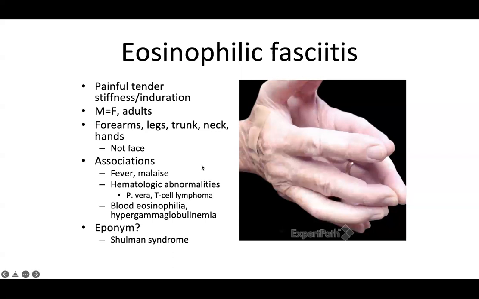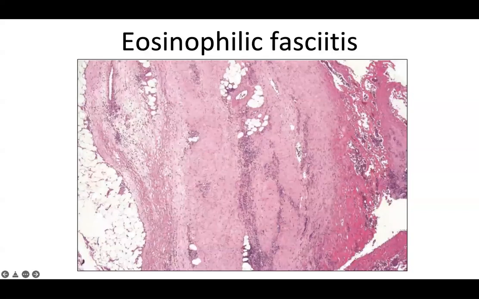This occurs approximately equally in males and females and adults, and affects the forearms, legs, trunk, neck, and hands, but usually not the face. It's associated with fever and malaise, as well as hematologic abnormalities, including polycythemia vera and T-cell lymphoma. You can see blood eosinophilia and hypergammaglobulinemia as well. And there is an eponym known as Schulman syndrome for this entity, eosinophilic fasciitis.